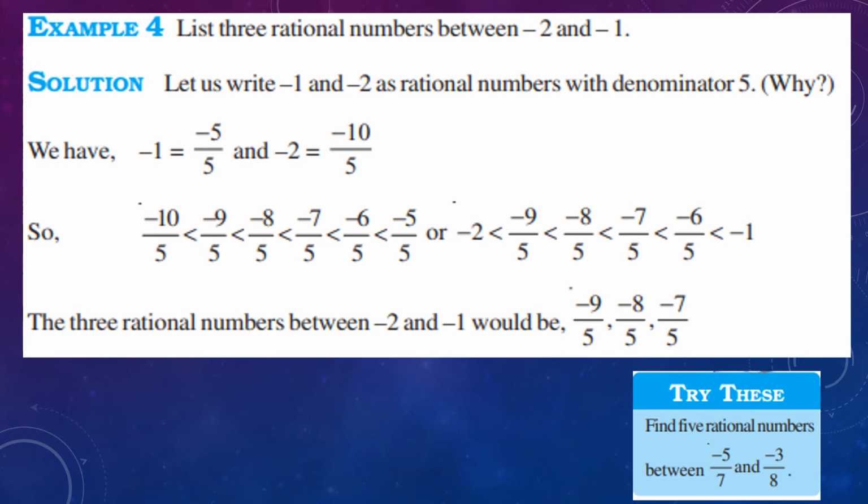7 8s are 56. You can make the common denominator 56 by multiplying the first number by 8 and the second number by 7. And then we can take the rational numbers between these two rational numbers by the same method we have discussed above.